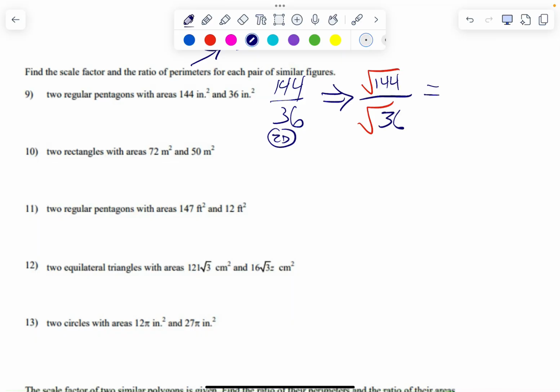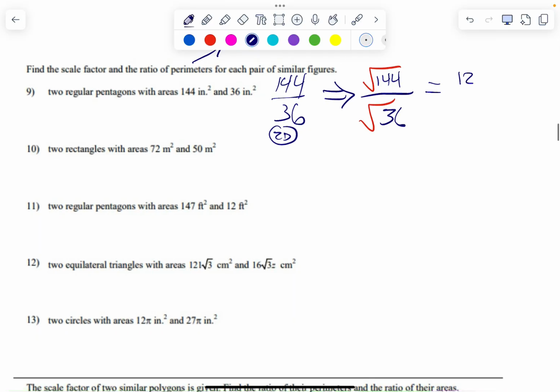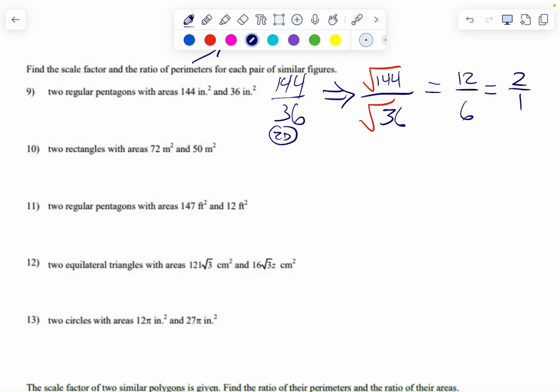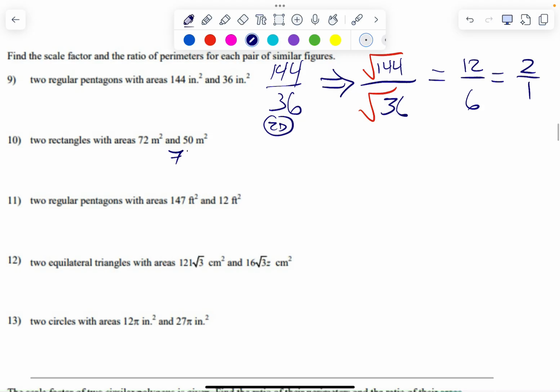Which gives us what? 12 over 6, which is 2. Yeah, or 2 over 1 if we want to keep a ratio. What happens if it's like this kind, when we can't square root nicely? So 72 to 50 is a 2D area ratio.